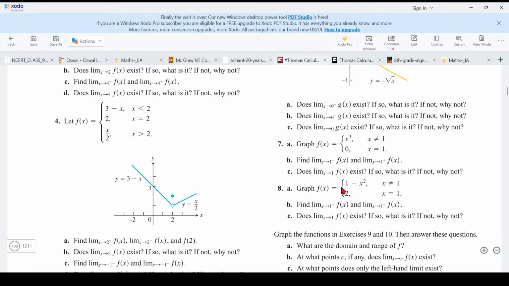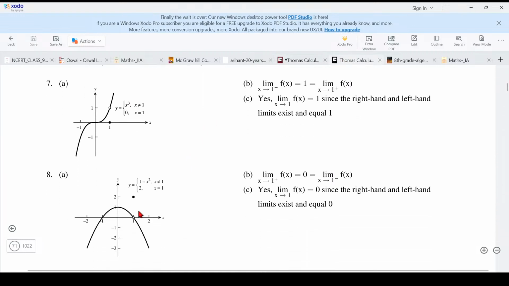This one, 1 minus x square. You know how this graph looks, right? Is it shifted to the right hand side? No, that would be x minus 1 whole square. Is this one shifting upwards, shifting downwards, or shifting to the right hand side? Shifting upwards. So x square is this. Minus x square is this, right? And minus x square plus 1 is 1 unit upwards. Agreed?